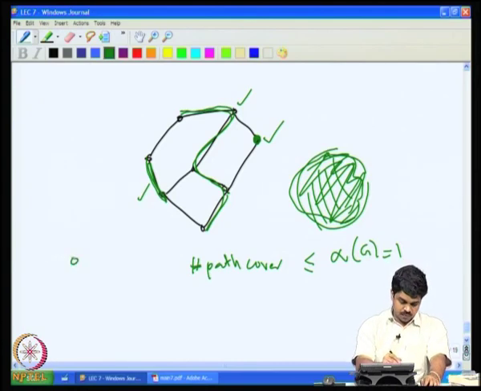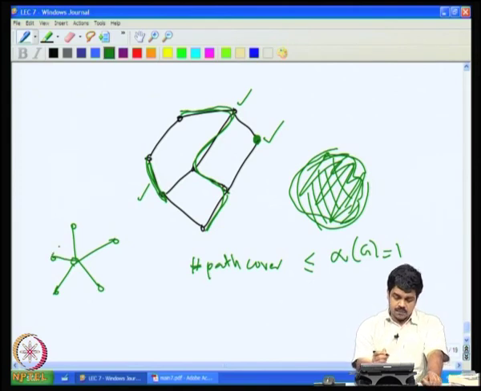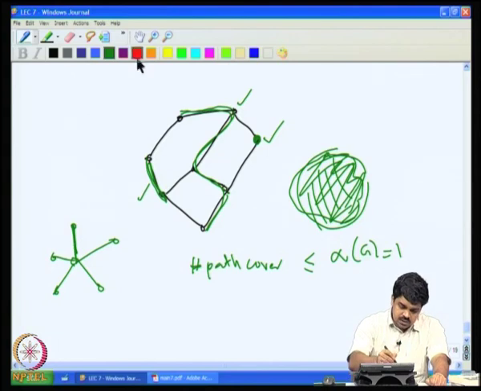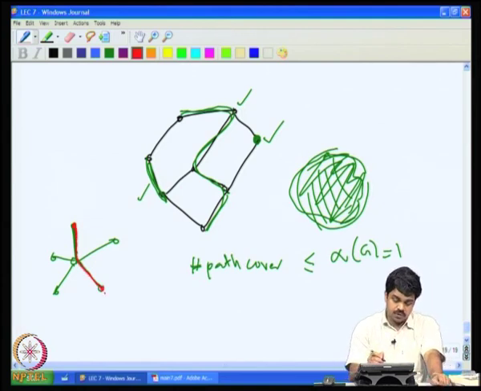So for instance, if you take a star, in a star you see, once you take this edge, because this is the biggest path you can take, right, 1, 2, not more than this. So you cannot come back. So now 3 vertices are gone. All other vertices you have to take as trivial paths, 1, 2, 3, 4, 5.